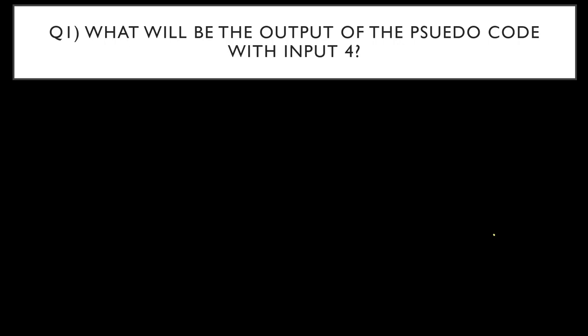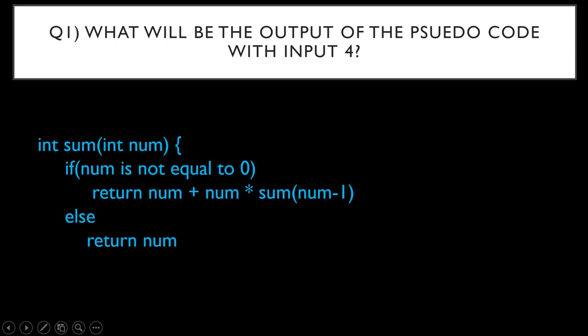The first question for this video today is, what will be the output of the pseudocode with input as 4? Okay, so this is the pseudocode that is given: int sum, and sum is the function which takes an input int num. So if num is not equal to 0, this is pseudocode.